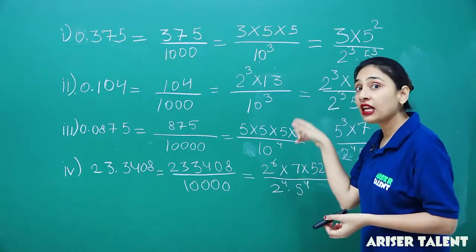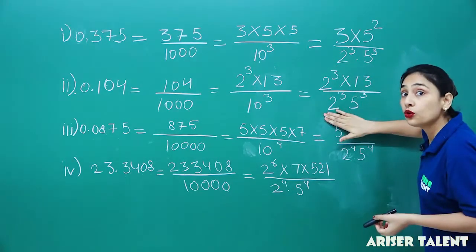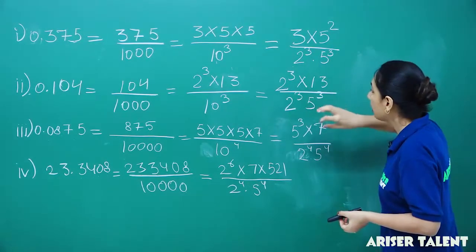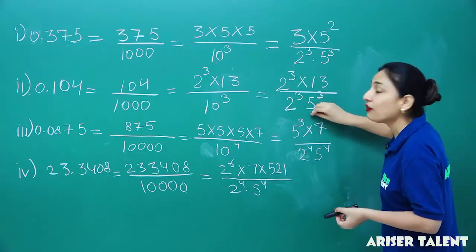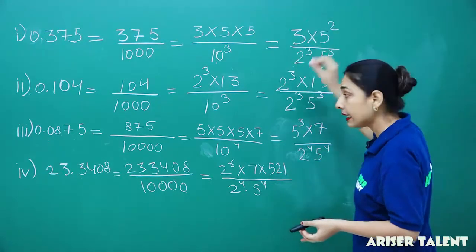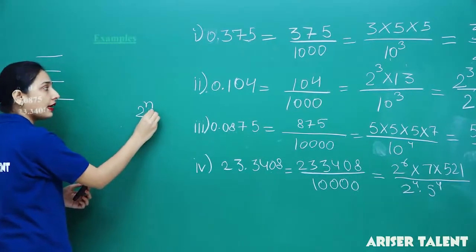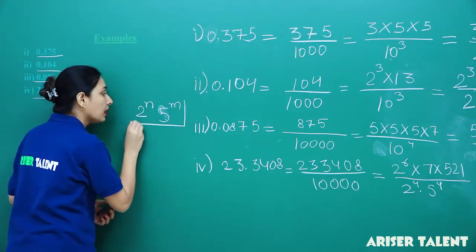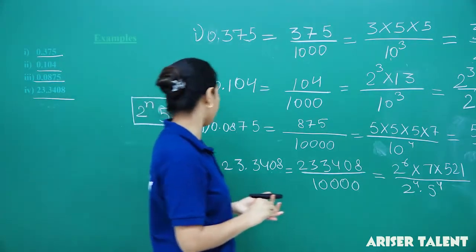So, in each and every case, we are getting what? 2 raised to some power and 5 raised to some power. Let us call this 2 raised to power n and 5 raised to power m. So, these are all in the form of 2 raised to the power n and 5 raised to power m. This is what I want you to focus on.